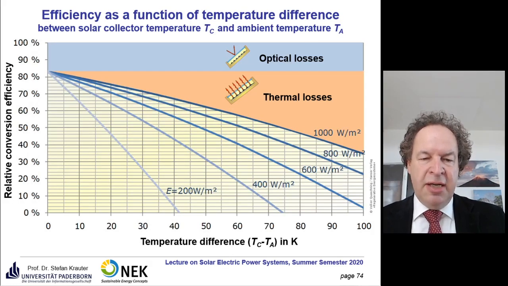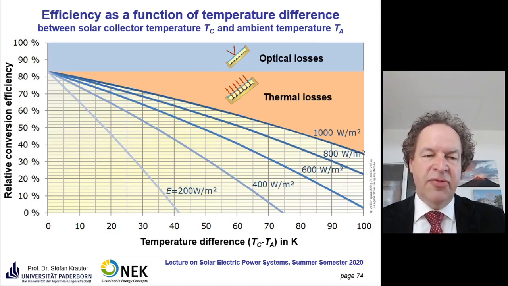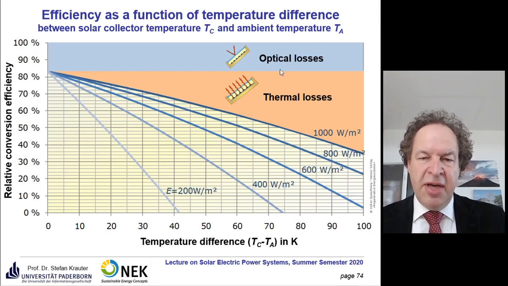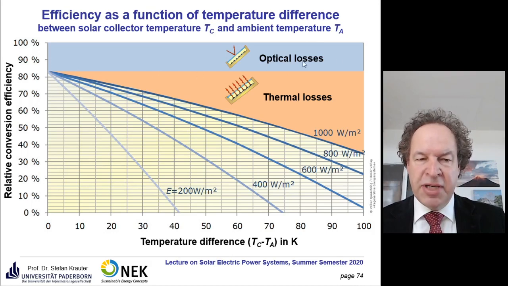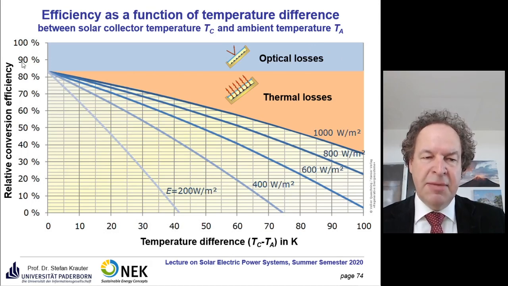So you see here an overview. On the x-axis we have the temperature difference between the collector and ambient. On the y-axis we have the relative conversion efficiency. The blue part here are the optical losses. They are independent from the temperature difference. So you see it's in the vicinity of 84% or 83% remaining relative conversion efficiency, so we lose about 16% due to the optical losses.